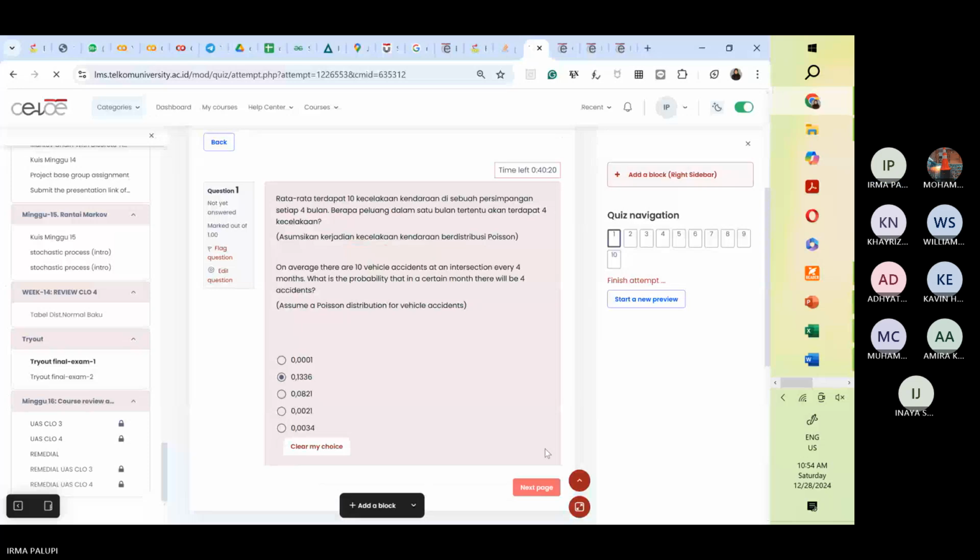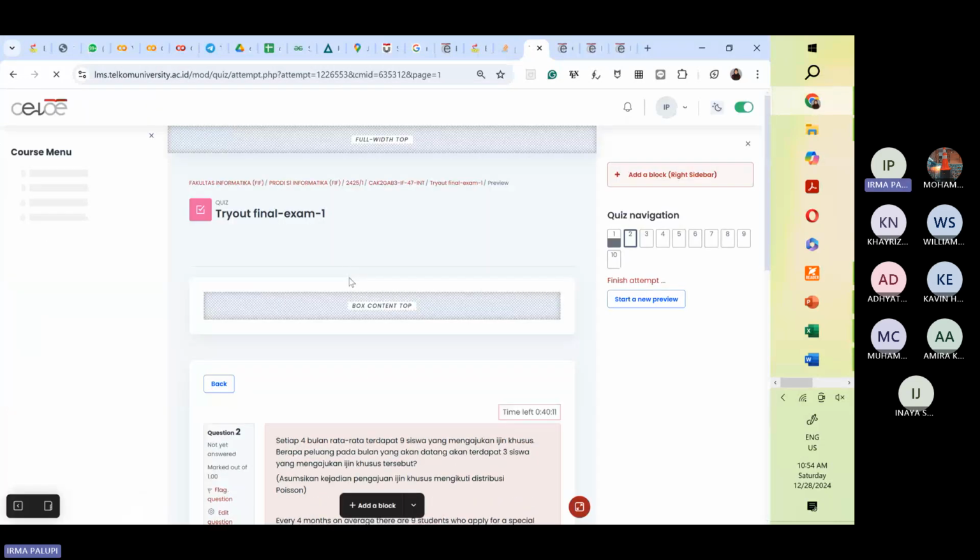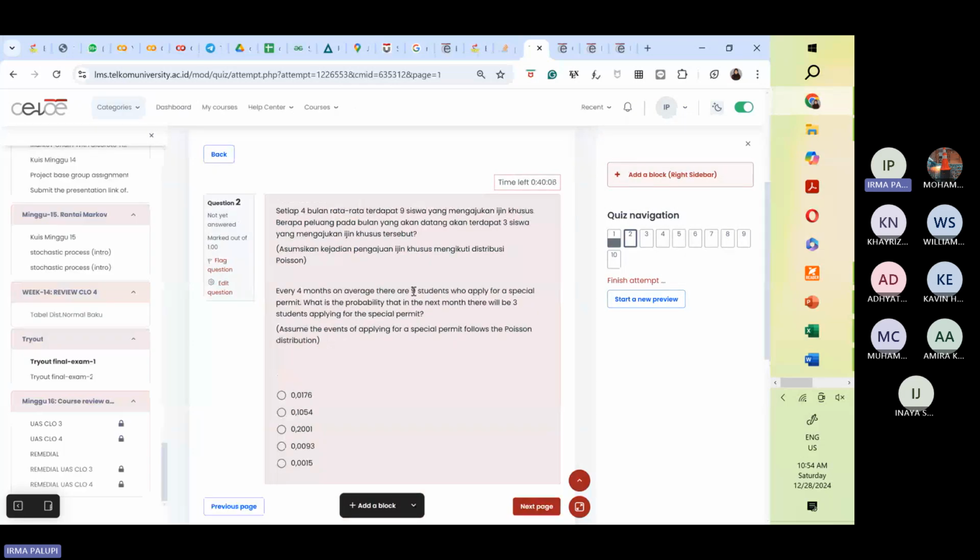Okay. Every 4 months, on average, there are 9 students who apply for the special permit. What is the probability that in the next month there will be exactly 3 students applying for the special permit? I think this is a similar question, right?